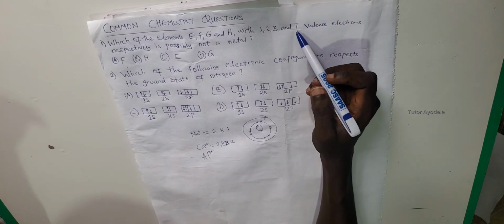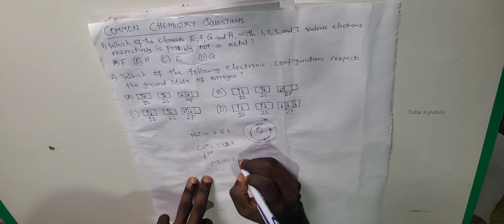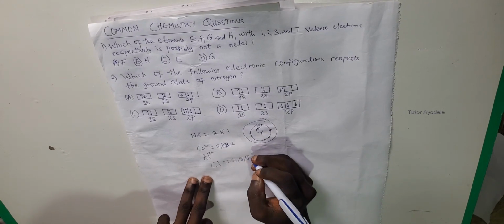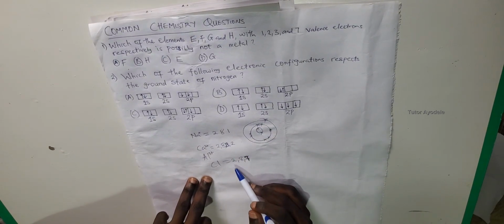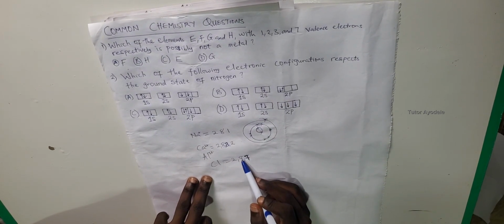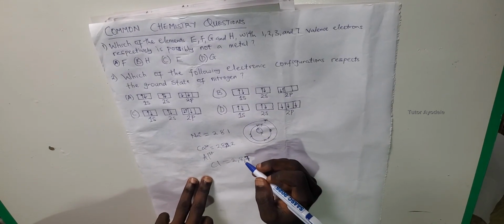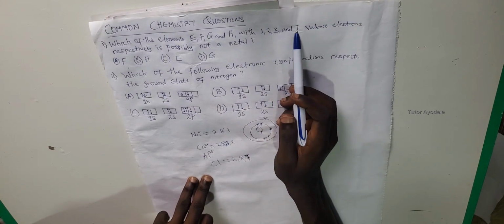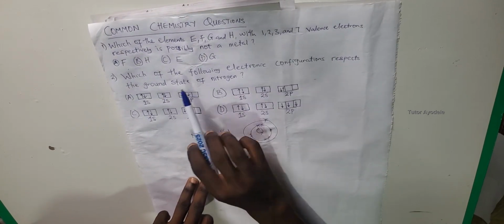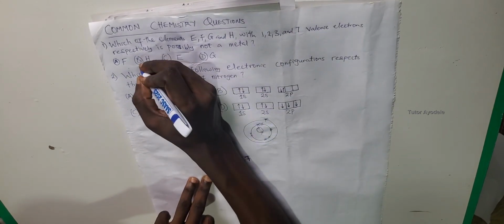Which element has a valency of 7? For example, chlorine. You can see 2, 8, 7. Chlorine has atomic number 17: 2 plus 8 is 10, plus 7. So 2, 8, 7. So is chlorine a metal? No, it's not a metal. That is, this one that has a valency of 7 is not a metal. And which element is that? That is our H. The correct answer here is option B.